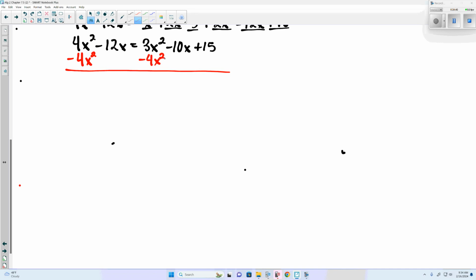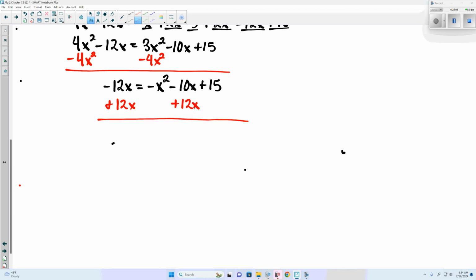4x squared, especially here, if it had just been 4x squared on the one side, I'll move it over, I'll fix the sign. And I can show you how to do that. We've done it before. Because if we subtract 4x squared from both sides, we get negative 12x is equal to negative x squared minus 10x plus 15. And then we can add 12x, giving us negative x squared plus 2x plus 15.